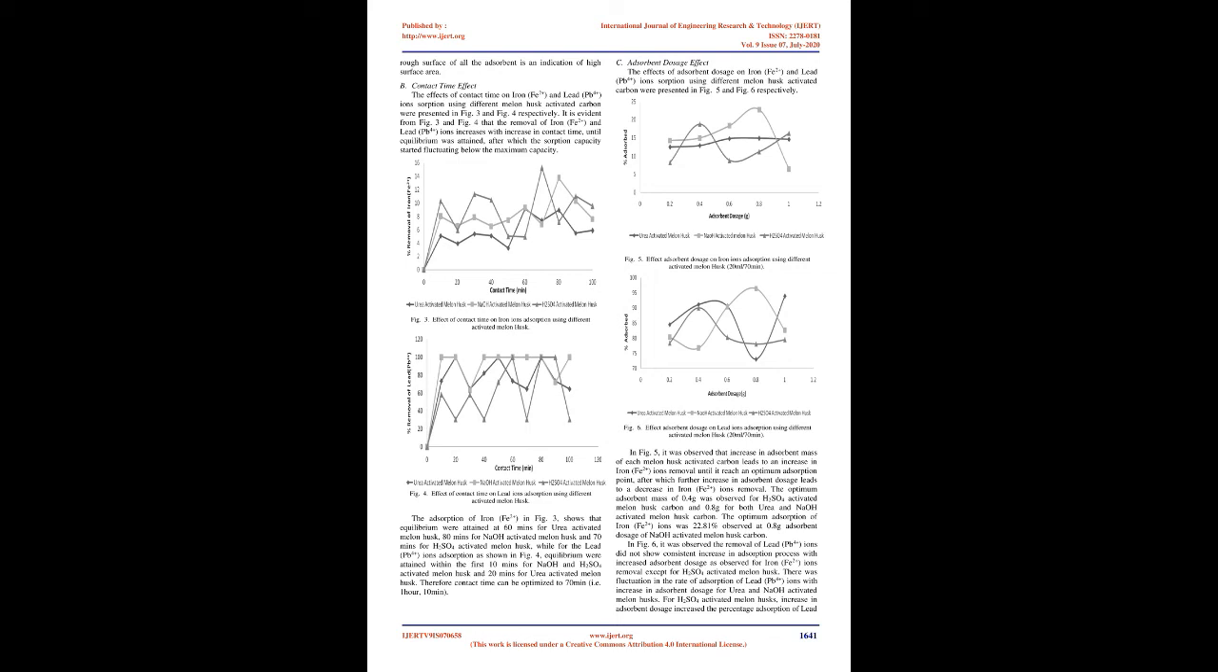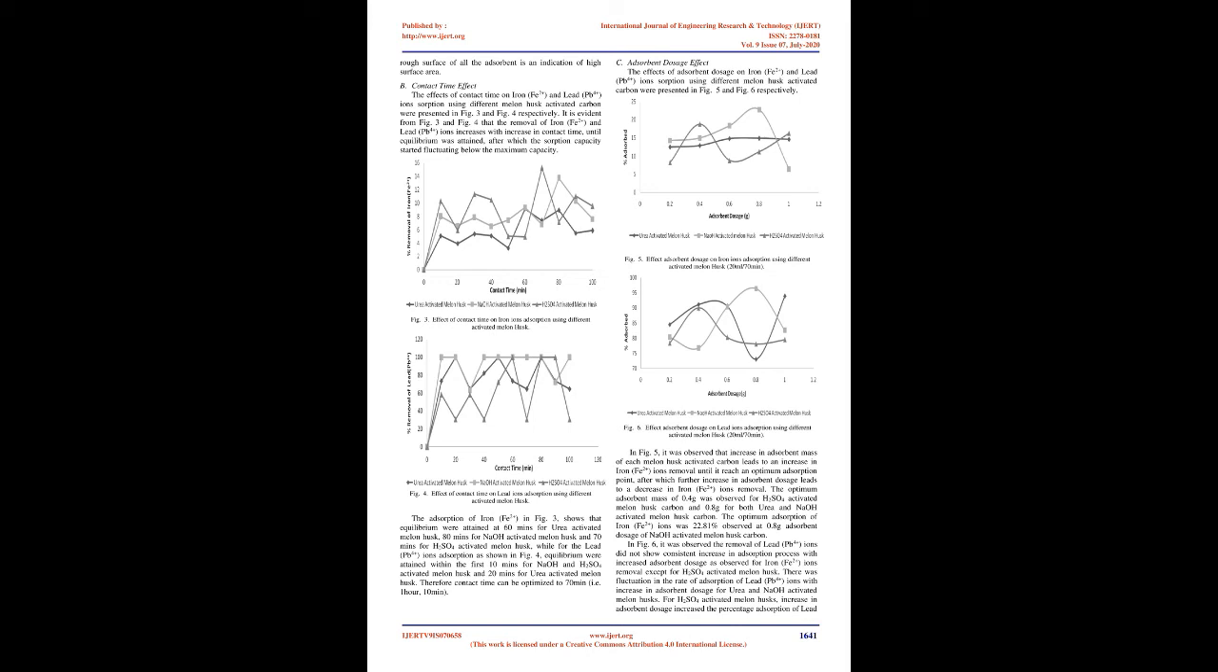It was also observed in Fig 2c and Fig 2d that their structural composition has many smaller voids compared to Fig 2a, thus indicating more effectiveness in adsorption. The seemingly rough surface of all the adsorbents is an indication of high surface area. B. Contact time effect. The effects of contact time on iron, Fe2+, and lead, Pb4+, ion sorption using different melon husk activated carbon were presented in Fig 3 and Fig 4 respectively.